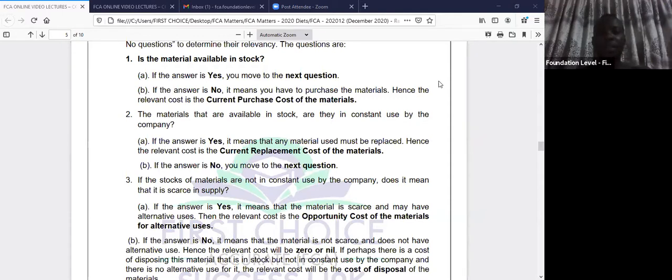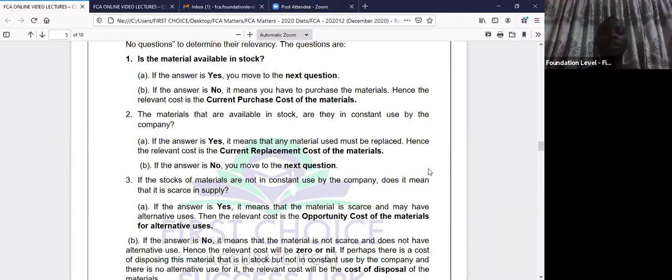Okay, so I was saying before that you have moved to the next question and you ask yourself, is the material in constant use? If your answer is yes, it means that as you take this 50 kg from the store, somebody will be waiting to use it, perhaps immediately. It means you must replace it. So the relevant cost here is the current replacement cost.